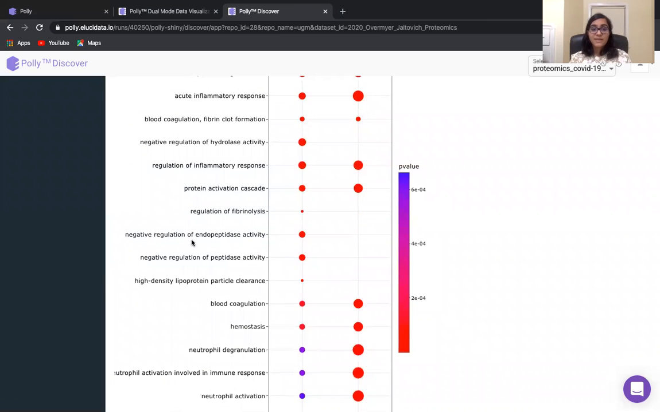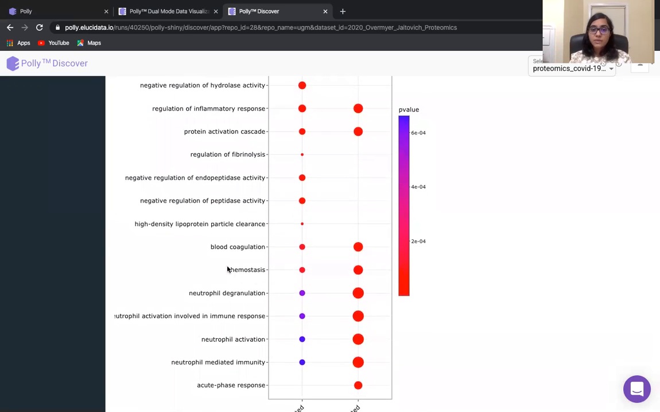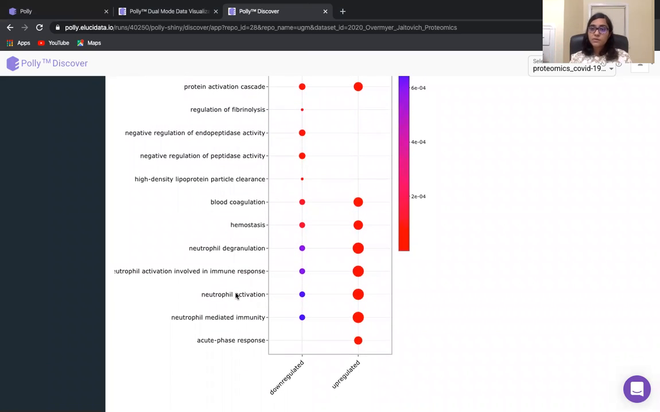Similarly, there's negative regulation of peptidases showing up here, something that the authors didn't quite talk about, which could be a potential new hypothesis that we can look at. We also see lipoprotein particle clearance showing up, again hinting towards lipid dysregulation. Again, hemostasis showing up, blood coagulation pathway showing up. Now, one of the other important biological processes that this study pointed to was neutrophil degranulation, and we see that showing up here very clearly.